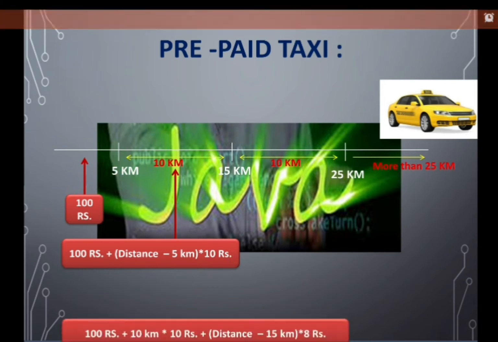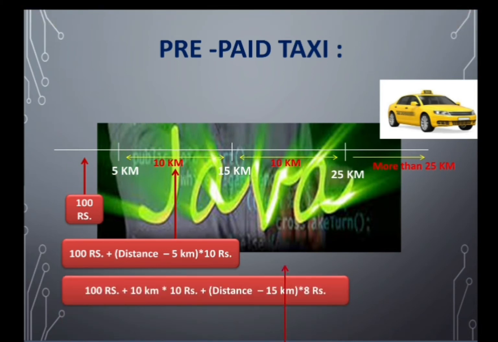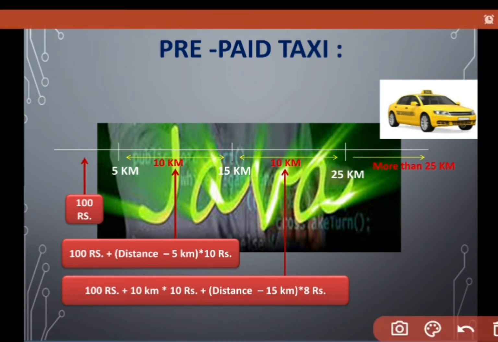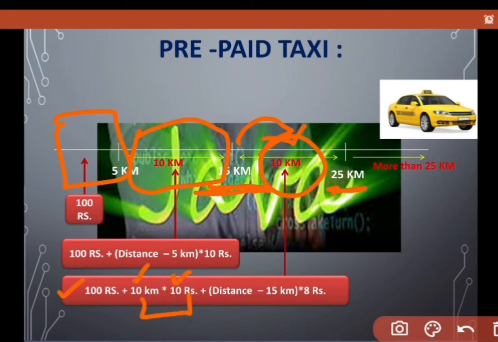But what if we have covered more than 15 kilometers? If we are moving more than 15 kilometers, then we have to find it out, up to 10 more kilometers, meaning up to 25 kilometers. Firstly we have to pay 100 rupees for 5 kilometers. Then we covered 10 kilometers, each kilometer 10 rupees, means 10 kilometers at 10 rupees makes a total of 100.